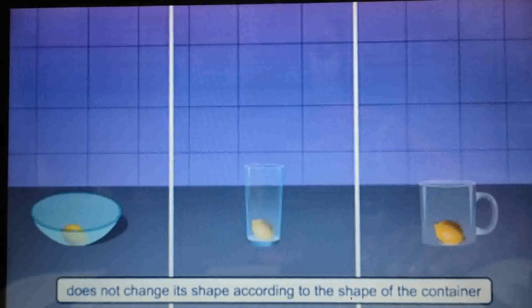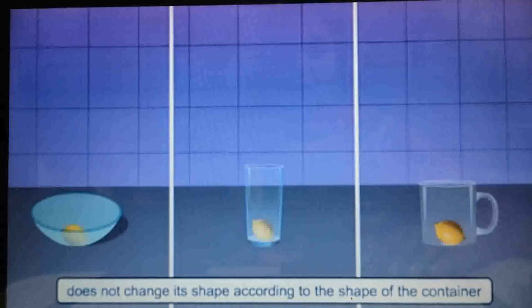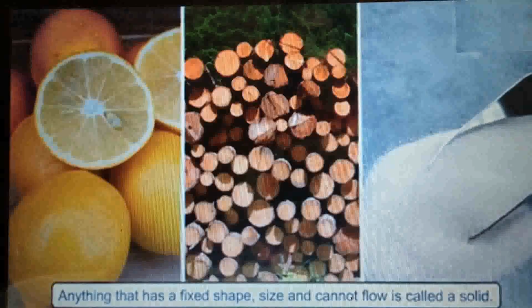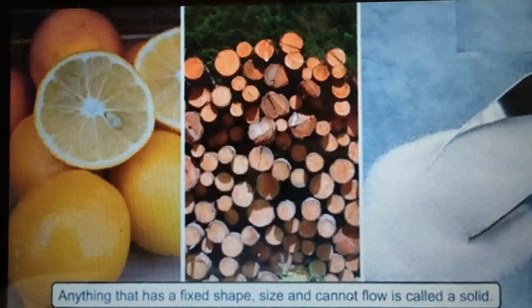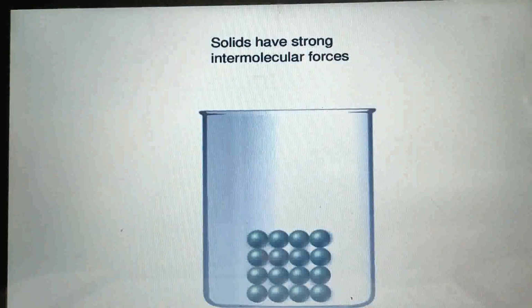Solids are those that do not change their shape according to the shape of the container, or anything that has a fixed shape, size and cannot flow. They are called solids. Examples: lemon, wood, a crystal of sugar. They will not change their shape. They have a fixed volume, fixed size. These are called solids.